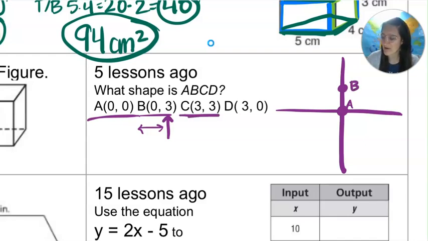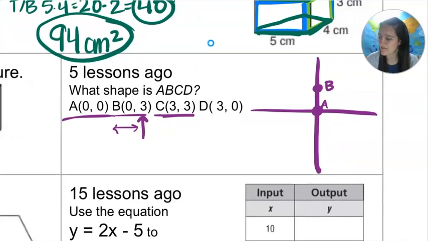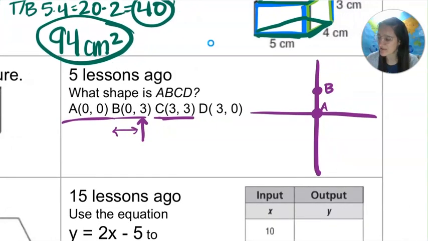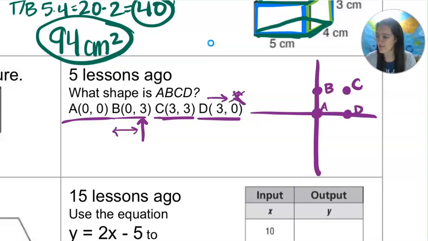C is at positive 3, positive 3, so that will be C right there. And then D, now we're going to go over 3, but not catch the elevator at all, so it'll just be right here. Ah, look at that beautiful thing. It's like square day today. We have created a square.